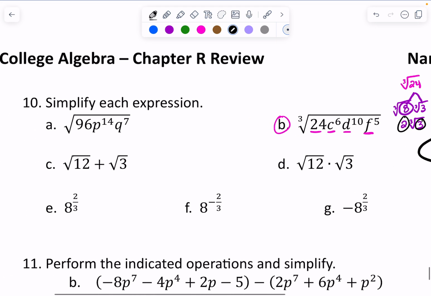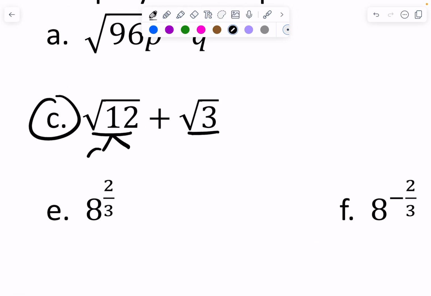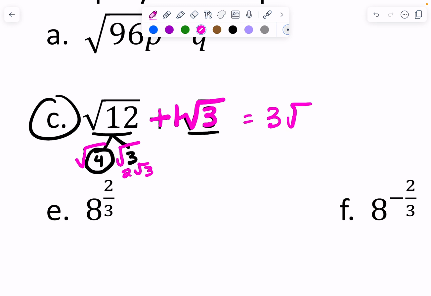All right, now the rule here says that when you add, you can only add if they have the same base, right? So square root of 12 and square root of 3, I cannot add them together the way that they are right now. But if 12 breaks down into 4 and 3, and I take the square root of 4 and the square root of 3, that becomes 2 square roots of 3 plus the square root of 3. And this is like 1 square root of 3. 2 square roots of 3 plus 1 square root of 3 is 3 square roots of 3. So that's what it will look like, okay?